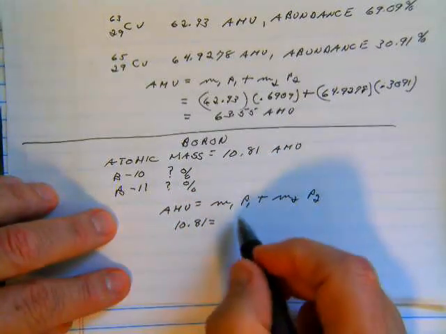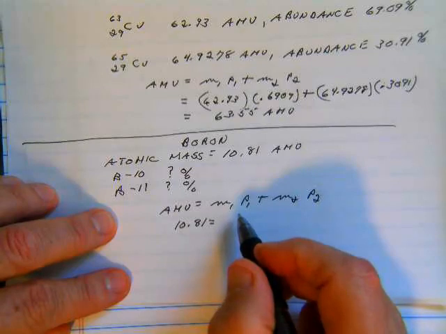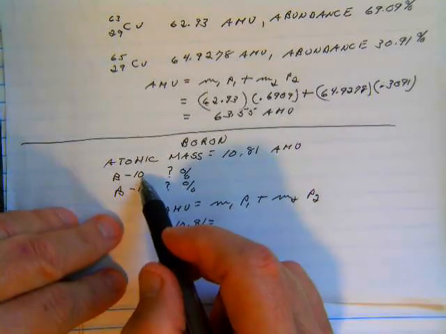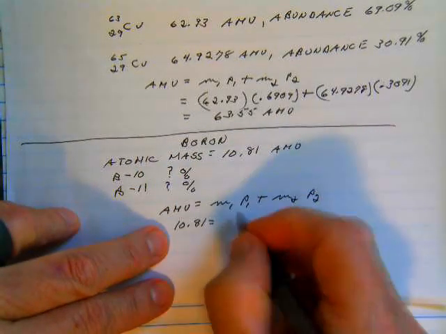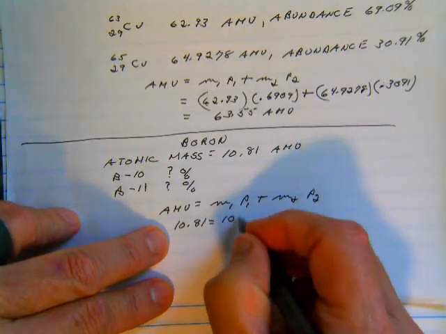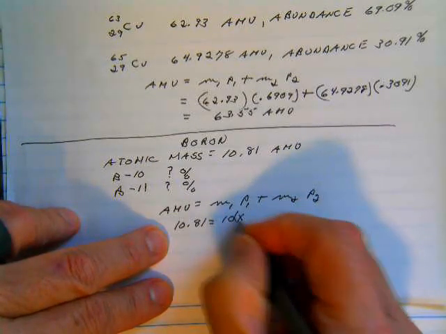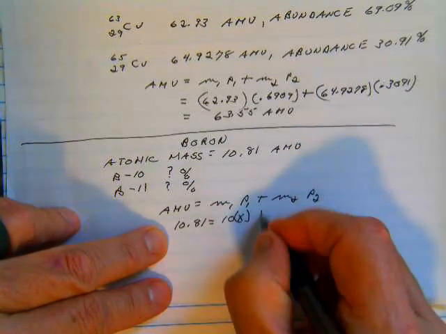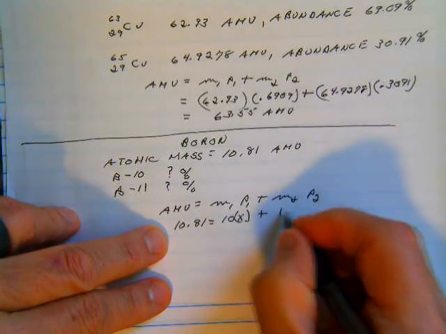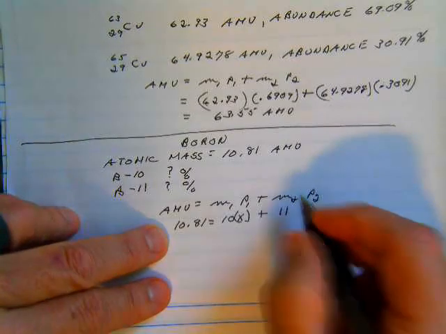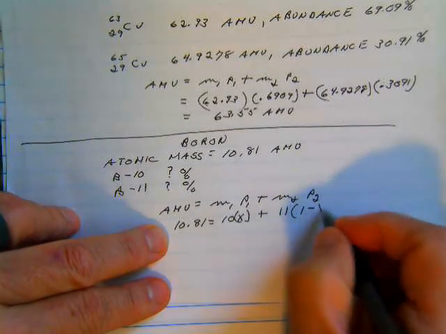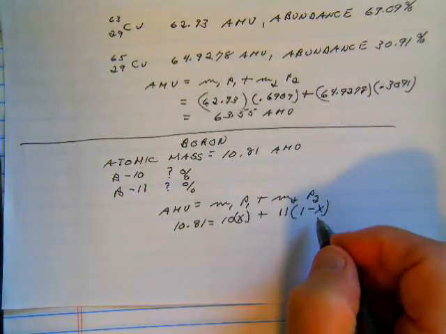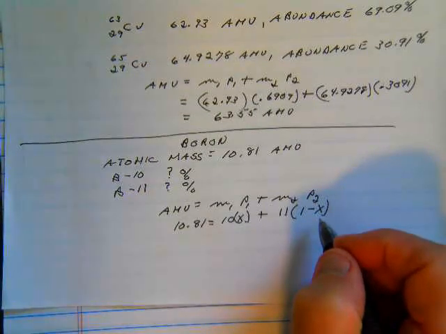We know the mass is 10, but we don't know the percent. So let's call the percent X. So we have 10 times X, plus mass 2, which is 11. And seeing it's percent, it's going to be 1 minus X, because whatever X is, we can take that value and subtract it from 100 and get our second percentage.